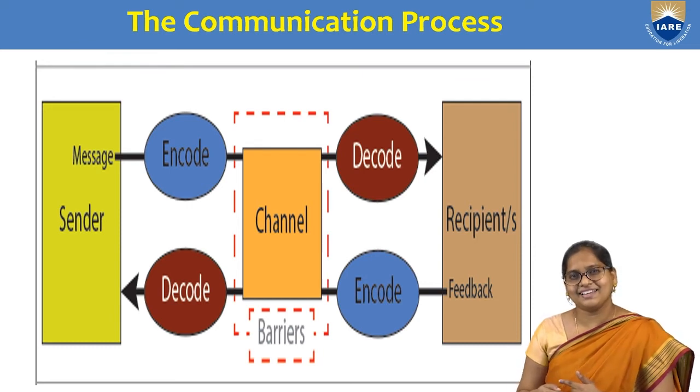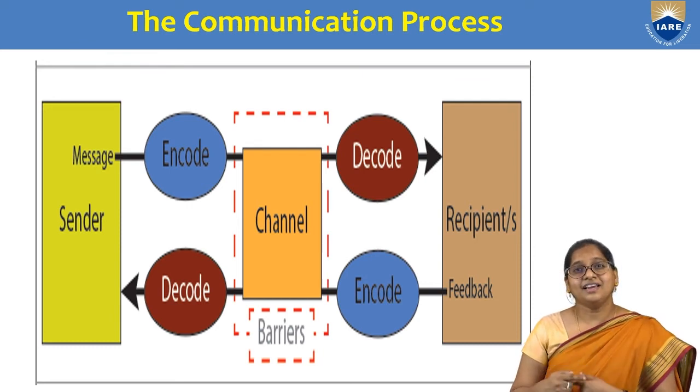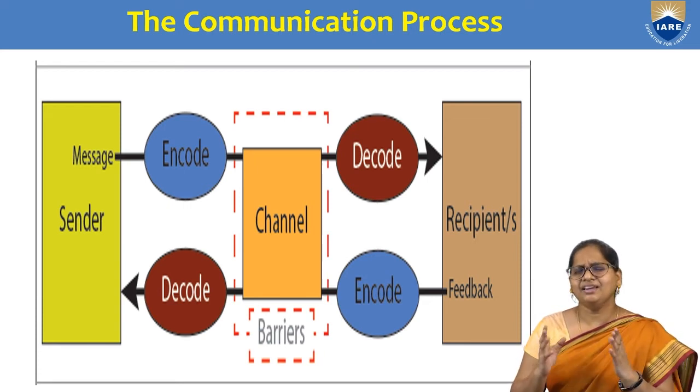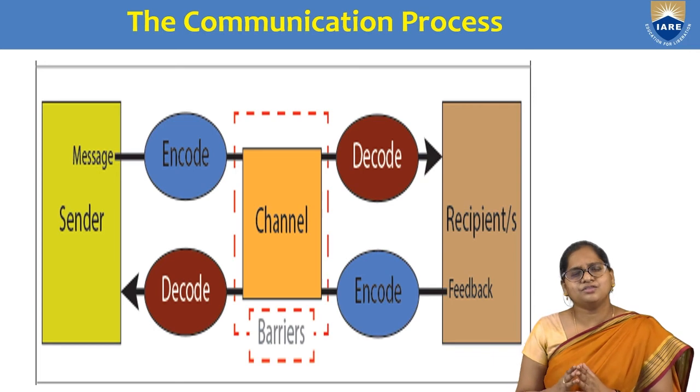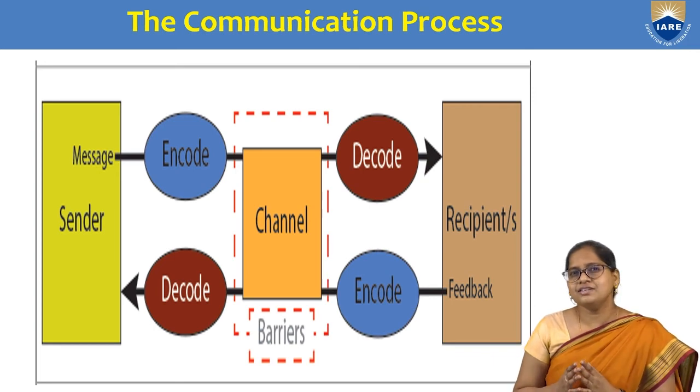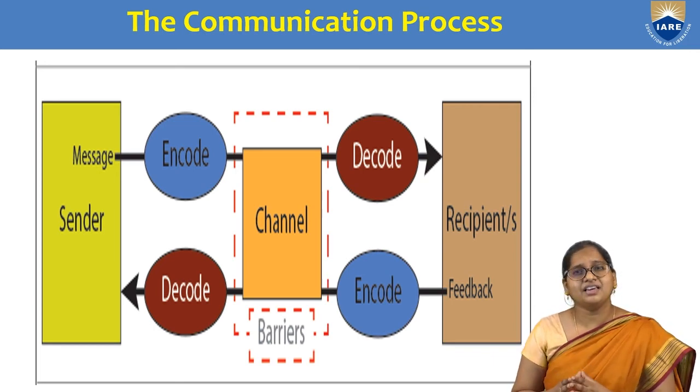It happens again and again. So the sender initiates a message and gives it, and then the person who is decoding the message receives it and gives feedback, and in between there are barriers. So okay, let me ask you a question. If these are so simple, if these are very easy, then why is there a communication gap between two people or within any organization?